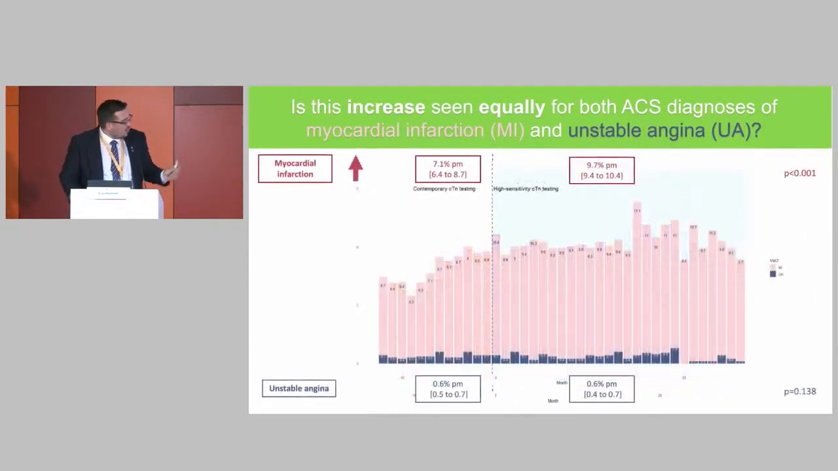Well, if we split these same columns up into diagnosis, pink being myocardial infarction and blue being unstable angina, we can see indeed that myocardial infarction has increased since introduction of high sensitivity assays. However, for unstable angina, it's remained static. So this increase in total ACS has been driven by myocardial infarction.